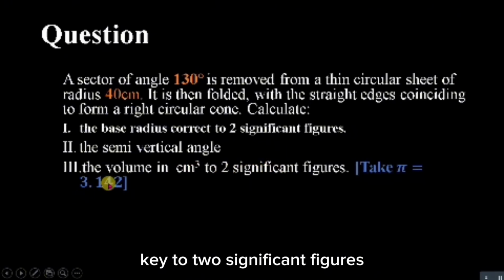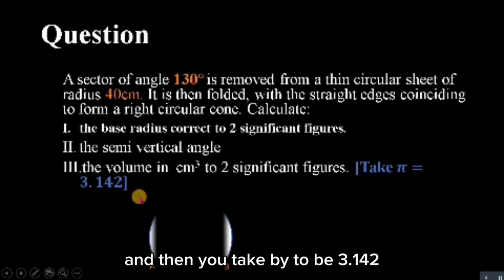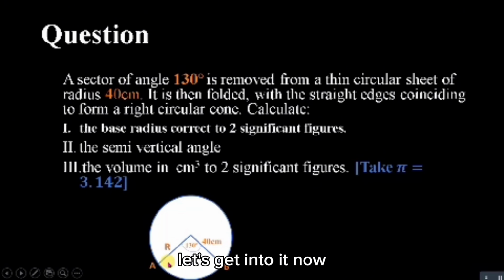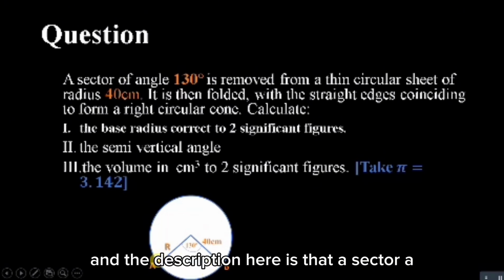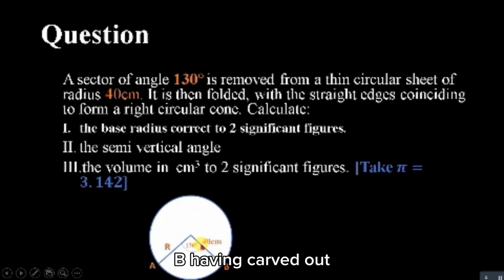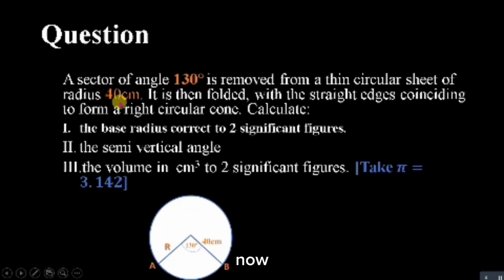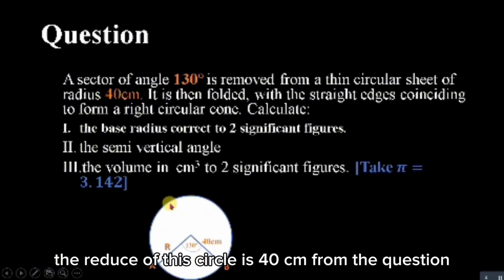Now this is a circle, and the description here is that a sector AB has been carved out, and the angle of the sector is 130 degrees. Now the radius of this circle is 40 centimeters from the question. So you have to digest the question into a figurative form, then you can start solving it.